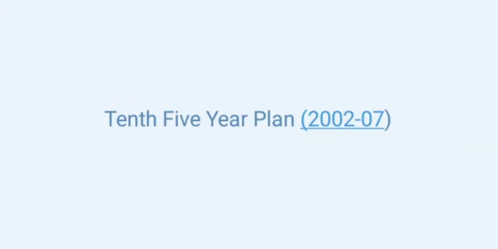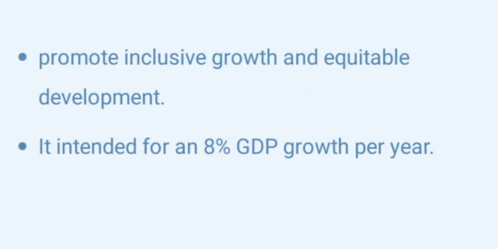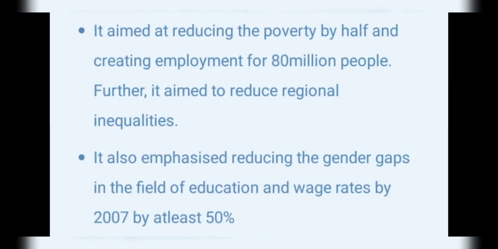10th Five-Year Plan 2002 to 2007. Promote inclusive growth and equitable development. It intended for 8% GDP growth per year. It aimed at reducing poverty by half and creating employment for 80 million people. Further, it aimed to reduce regional inequalities. It also emphasized reducing the gender gap in the field of education and wage rates by 2007 by at least 50%.